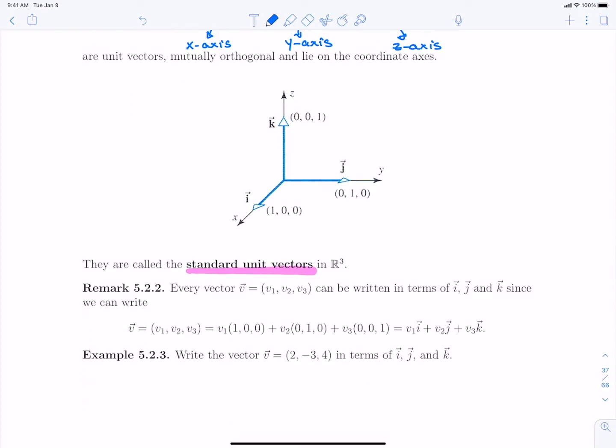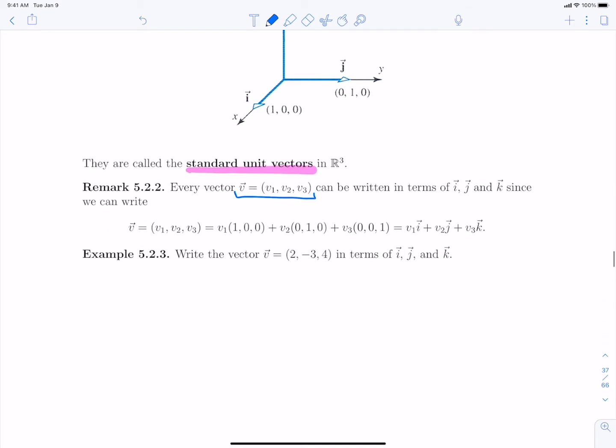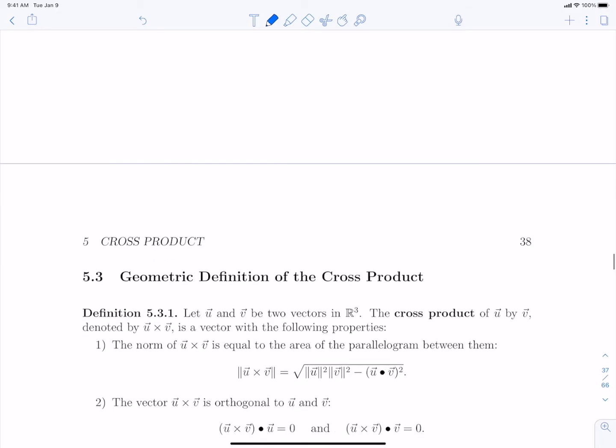And so the idea is that I can take any vector in R3 and rewrite it in terms of i, j, and k. What I would write here for vector v is 2 times vector i minus 3 times vector j plus 4 times vector k. So now what is the value there? Well, we'll show you as we come along.